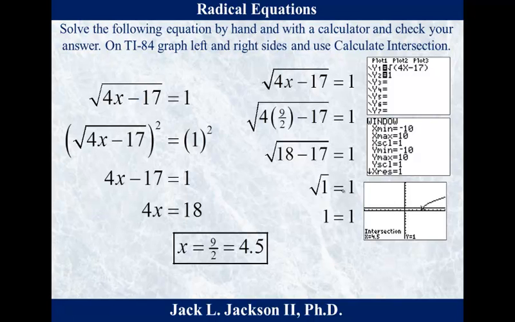Again, if you have a calculator available to you for a problem like this, you can also do it on your calculator. In this particular one, we can actually do it exactly. We can let y1 be the square root of 4x minus 17 and y2 be 1. Pick some window, a zoom standard just worked for this one, and then do a calc intersect, and you can see the intersection is 4.5 for x. Of course, y is 1. But the important part is x equals 4.5.